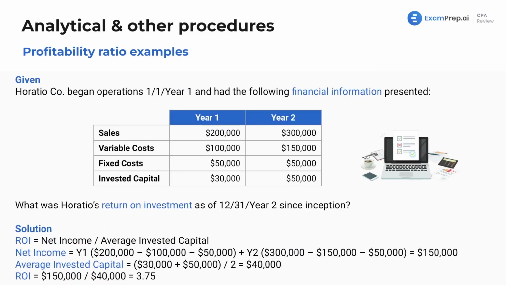Diving in further, we've got this profitability ratio example. We are going to need to calculate the return on investment as of 12/31 year 2 since inception. Presumably we began operations here. Year one, we get the following information.